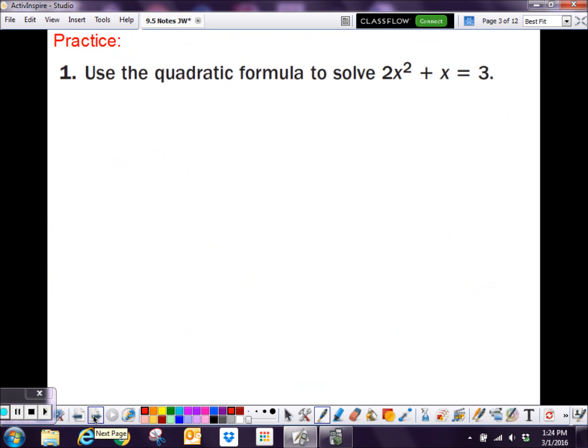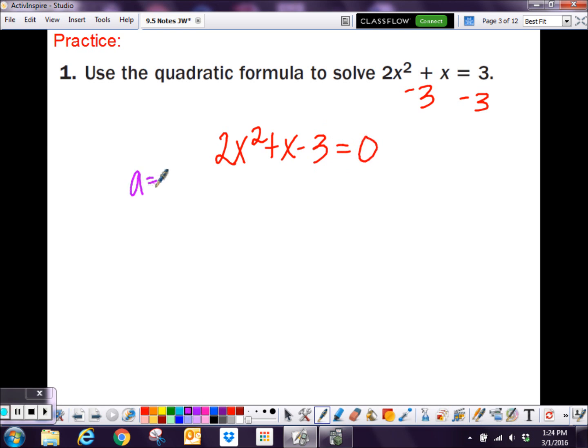All right, so we're going to subtract this 3 from both sides. So I have 2x squared plus x minus 3 equal to 0. Okay, so right here, you're going to see what you need to do on your homework. You need to write a equals, b equals, c equals. Make sure you don't label your a, b, and c until it's all equal to 0. So a is 2, b is 1, c is -3. Okay, and we're going to plug this into the quadratic formula.